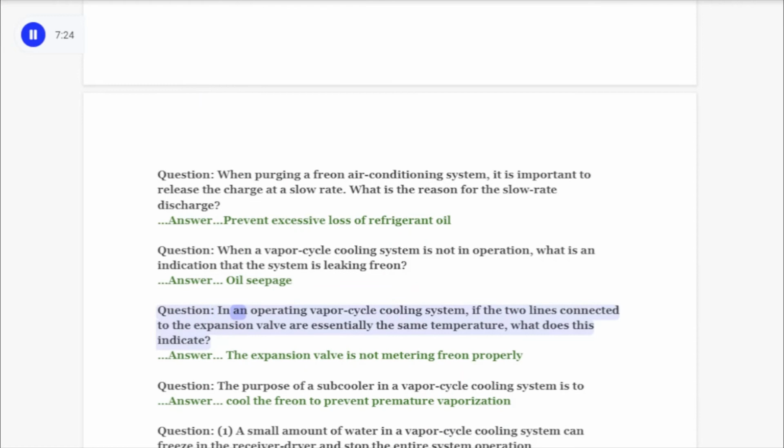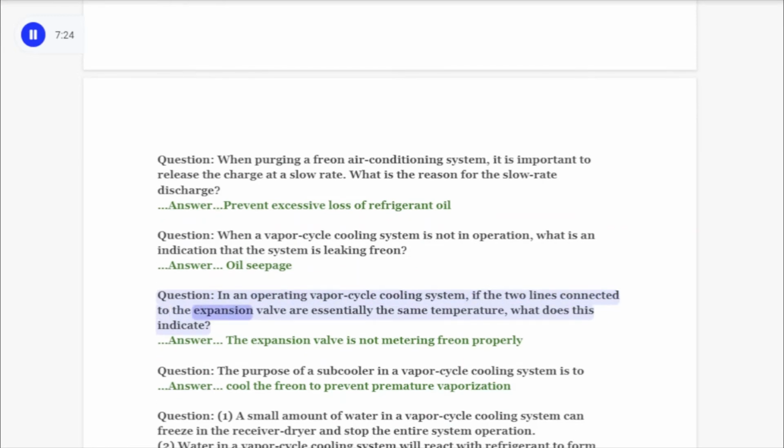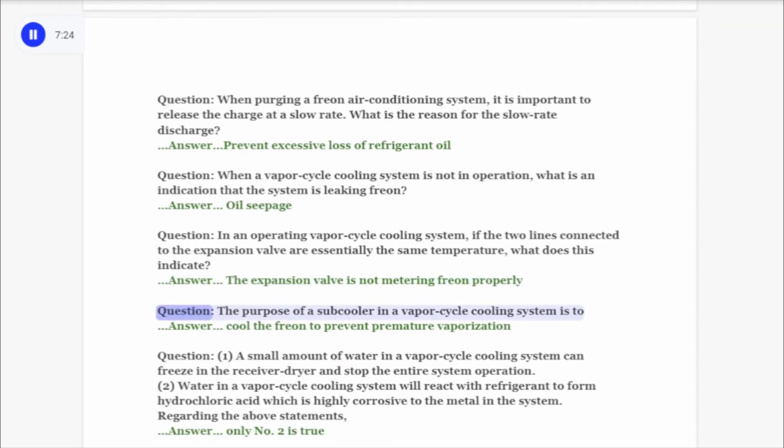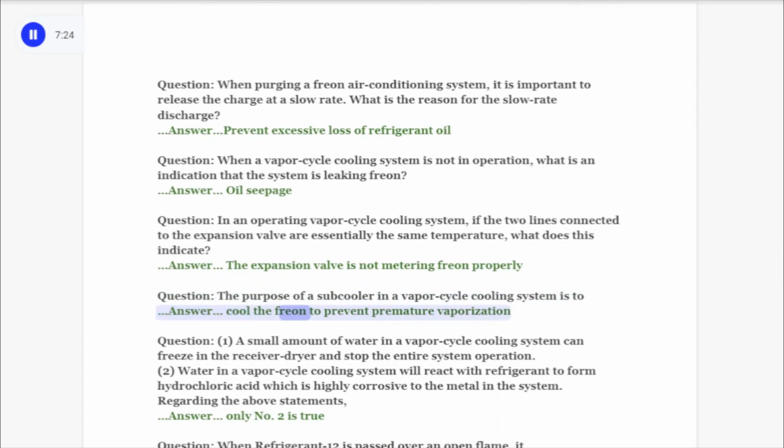Question: in an operating vapor cycle cooling system, if the two lines connected to the expansion valve are essentially the same temperature, what does this indicate? Answer: the expansion valve is not metering Freon properly. Question: the purpose of a subcooler in a vapor cycle cooling system is to. Answer: cool the Freon to prevent premature vaporization.